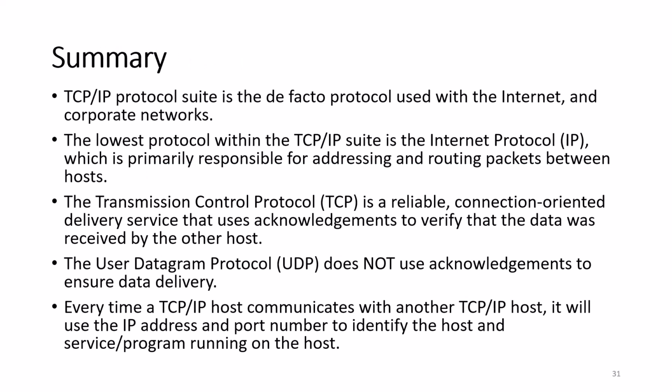In summary, the TCP/IP protocol suite is the de facto protocol used with the internet and corporate networks. The lowest protocol within the TCP/IP suite is the Internet Protocol, or IP, which is primarily responsible for addressing and routing packets between hosts. The Transmission Control Protocol, or TCP, is a reliable, connection-oriented delivery service that uses acknowledgments to verify that the data was received by the other host. The User Datagram Protocol, or UDP, does not use acknowledgments to ensure data delivery. Every time a TCP/IP host communicates with another TCP/IP host, it will use the IP address and port number to identify the host and service program running on the host.